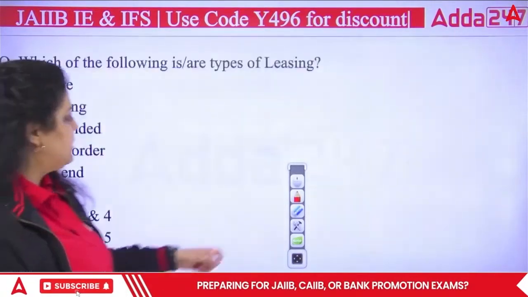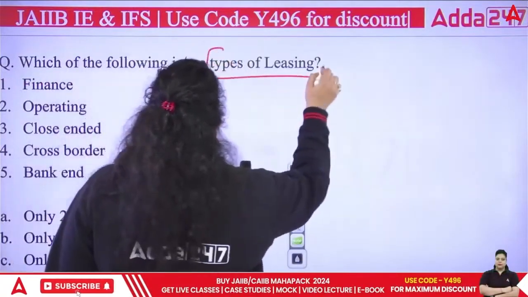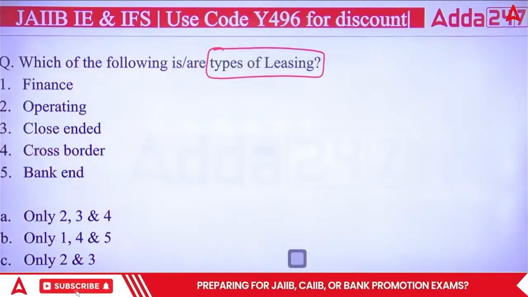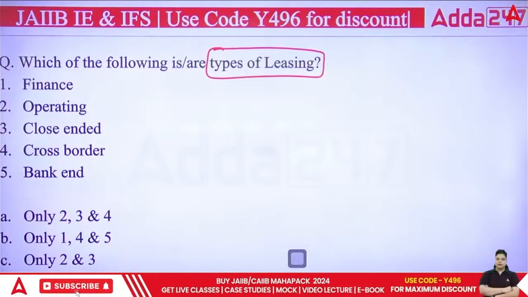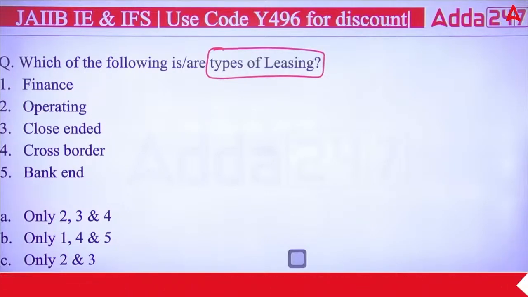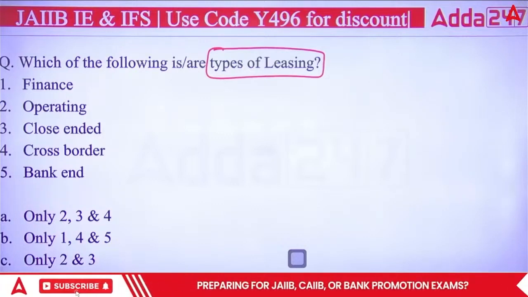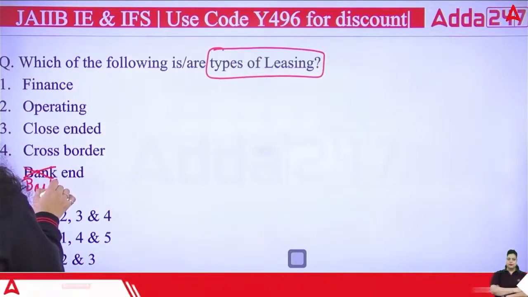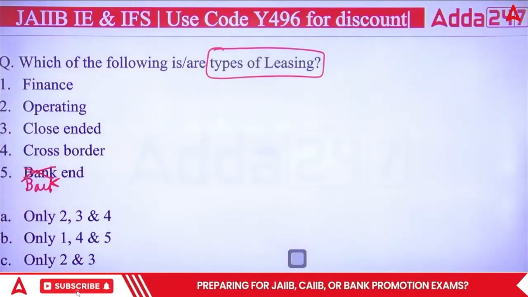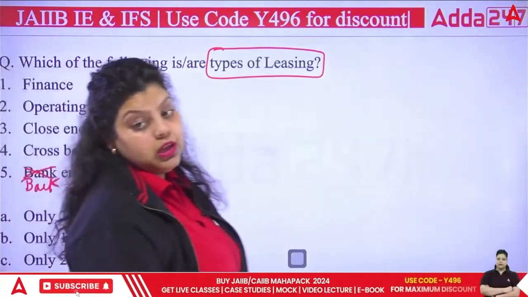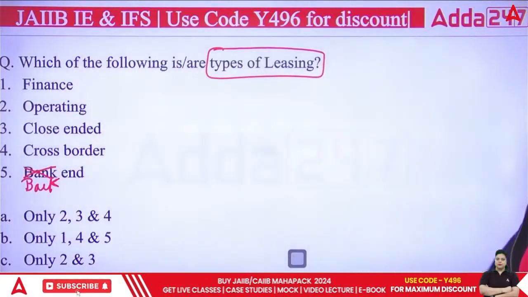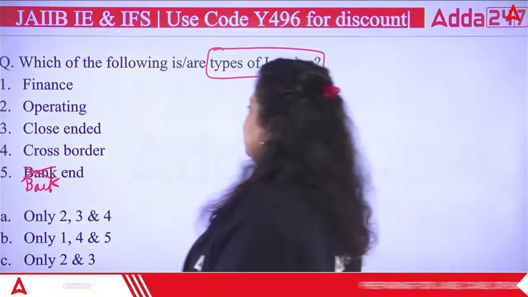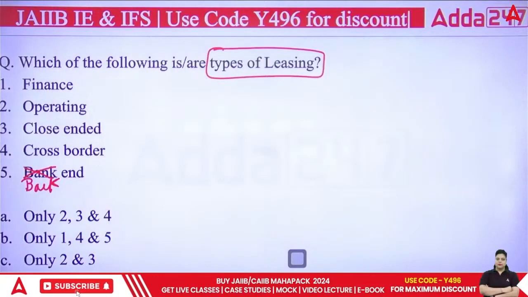Next question: which of the following is a type of leasing? Finance, operating, close-ended, cross-border, back-end. Out of these you have to answer which of the following are types of leasing: finance lease, operating lease, close-ended lease, cross-border lease and back-end lease. And the right answer is that all are correct. All are types of lease.